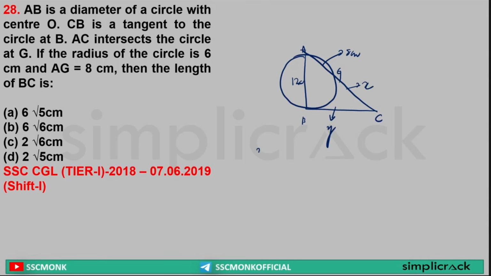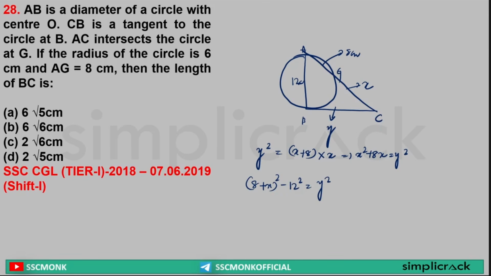Now from first relation, Y square is equal to X plus 8 into X. This is one equation, that is X square plus 8x is equal to y square. From another equation we can say, so this is 12, this is 8 plus x, so I can write 8 plus x whole square minus 12 square is equal to y square.